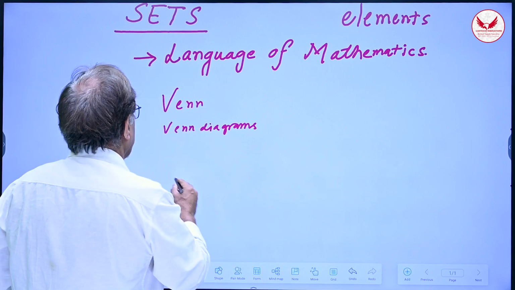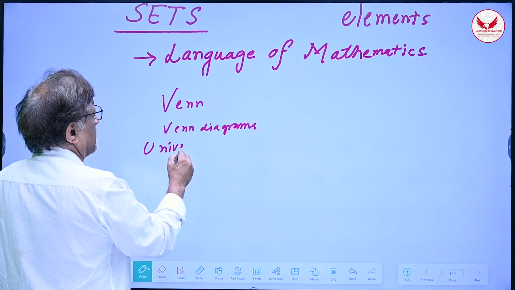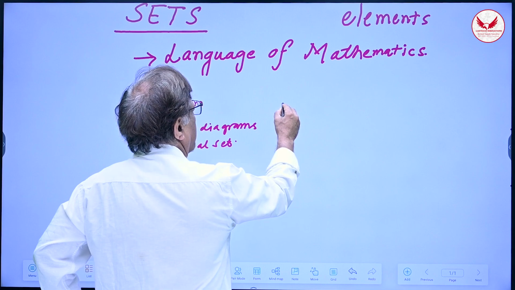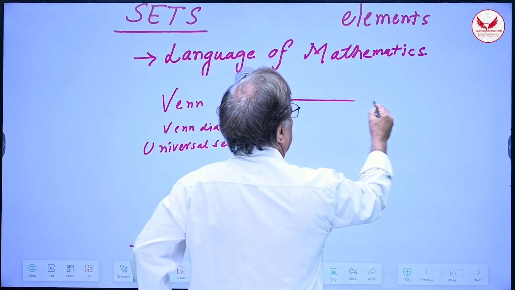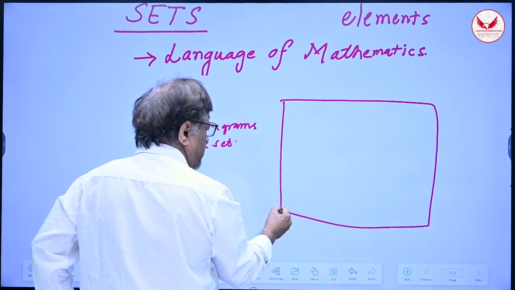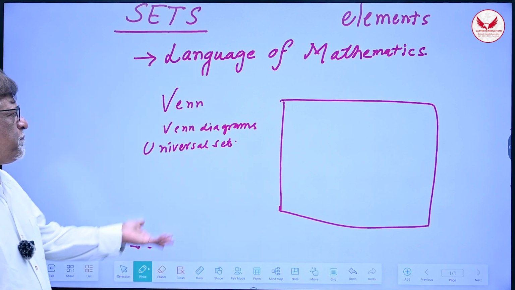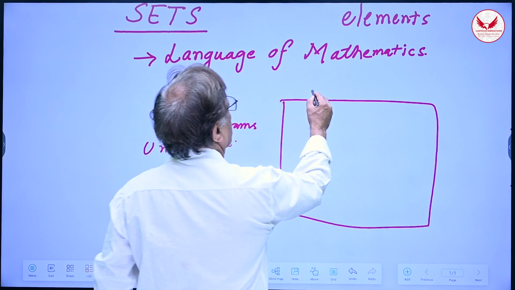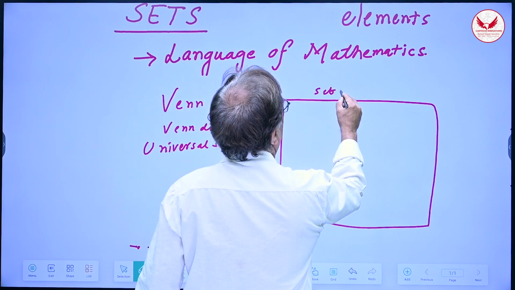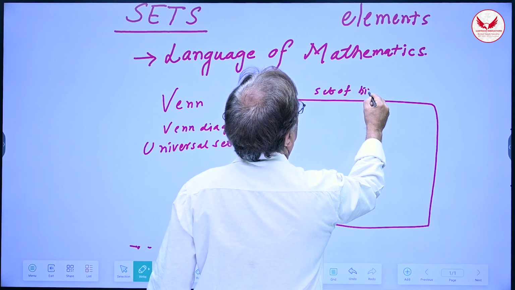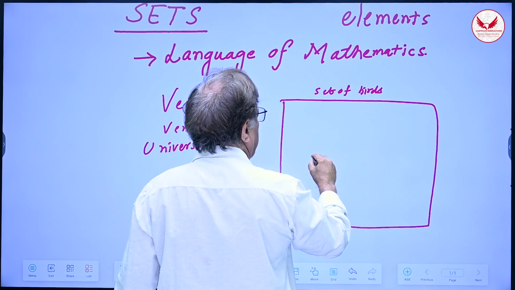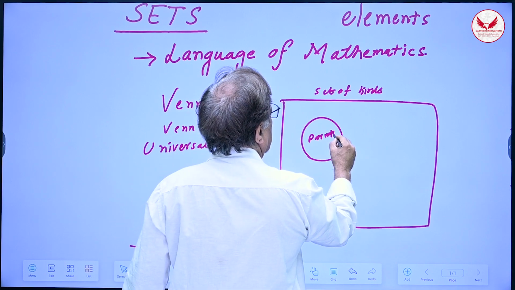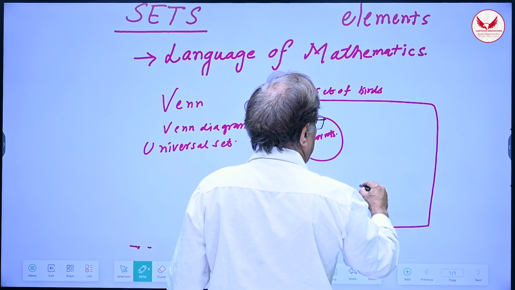For example, universal set. If I want to indicate universal set, then I must draw a huge rectangle as large as possible. Now, any other set is a part of this set. So, whatever set I am talking about, for example, suppose this is set of birds. Universal set is what? Set of all birds in the world. Okay. Now, if I take set of parrots, it will be a part of it.